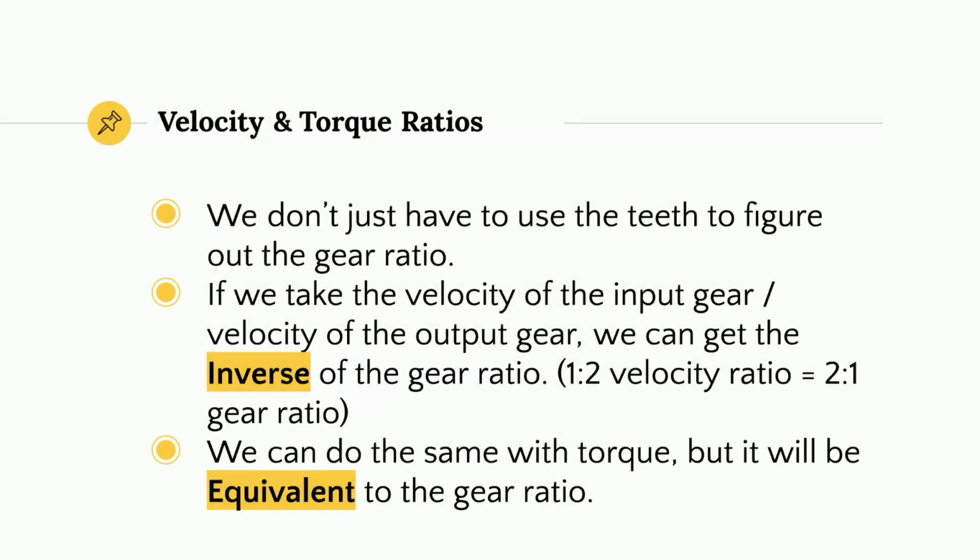Velocity and torque ratios. We don't just have to use the teeth to figure out the gear ratio. If we take the velocity of the input gear and divide it by the velocity of the output gear, we can get the inverse of the gear ratio. So in this case, a 1 to 2 velocity ratio is equivalent to a 2 to 1 gear ratio. We can do the same with torque, but instead of it being the inverse, it'll just be directly equivalent to the gear ratio. So instead of using number of teeth, you can just use the difference in velocities or the difference in torque.